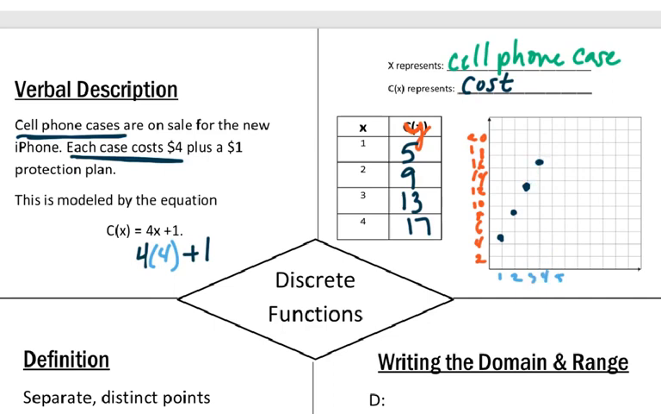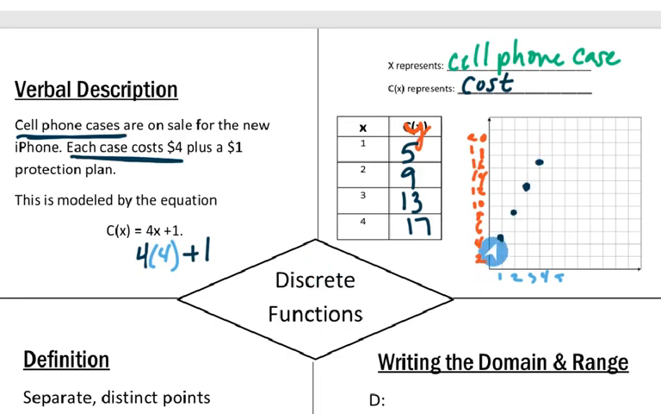So is it possible to have 1.5 cell phone cases? If I drew a line here, it means it would have to make sense to have a cell phone case for every single number on this graph. But I'm not going to go to the store and ask for 1.5 cell phone cases. That's ridiculous. So this is called a discrete function because in this situation, I can't connect my dots.